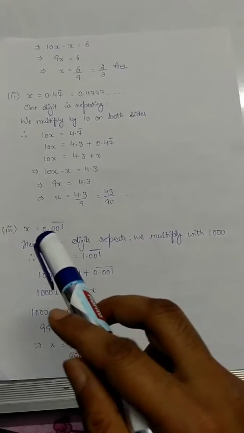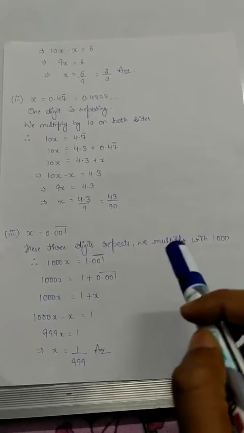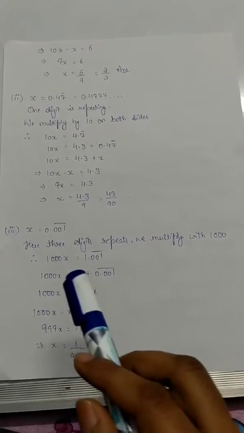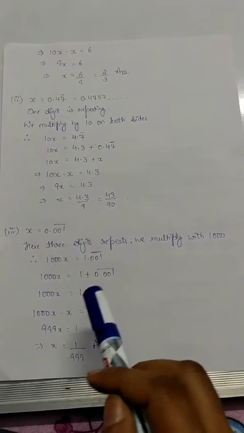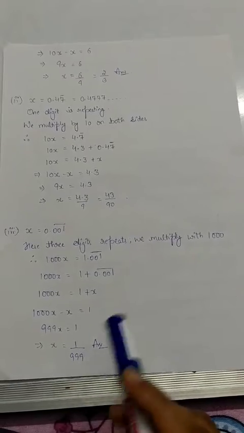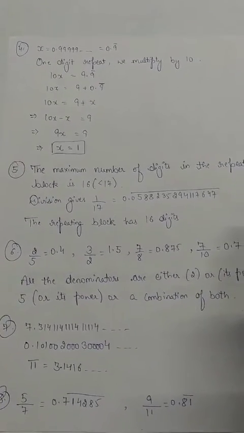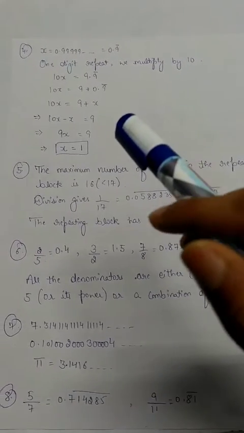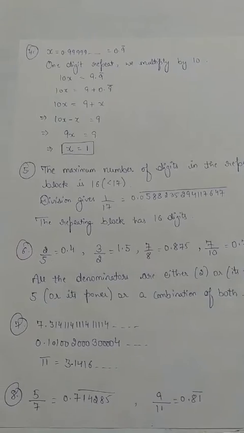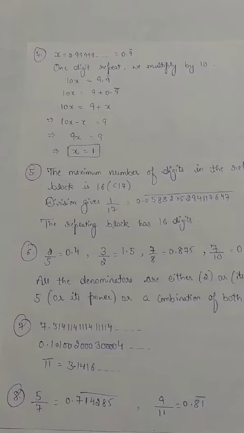The third sum is 0.001 bar. As we have the bar on 3 digits after the decimal place, we will multiply it by 1000. 1000x equal to 1.001 bar. It is split into two parts, so we get x equal to 1 upon 999. The next sum is x equal to 0.999 and so on, so it is 0.9 bar. Again multiply it by 10. 10x equal to 9.9 bar, so 10x equal to 9 plus x, so 9x equal to 9, so x equal to 1.